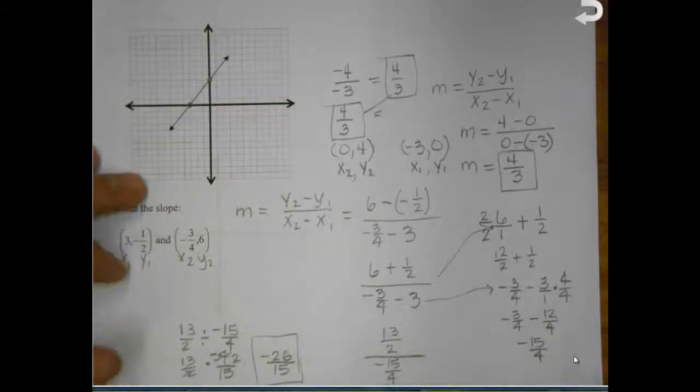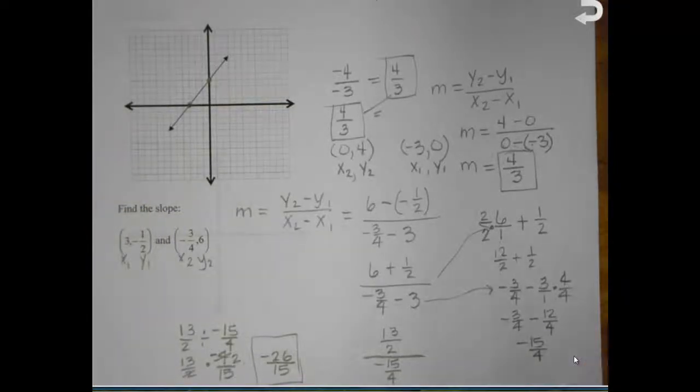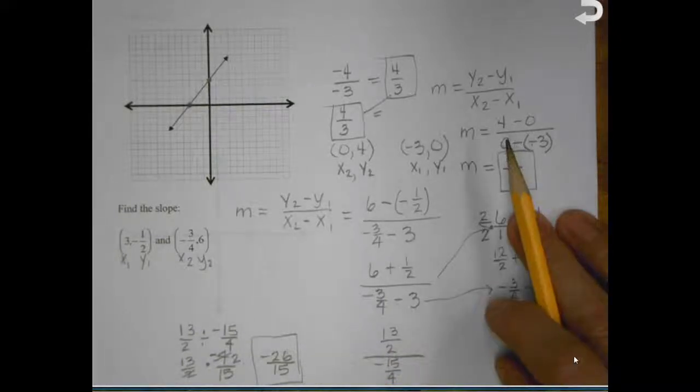26 over 15. Now that one's pretty messy, and having the fractions in there definitely makes it a little bit worse, but I can use this idea of one fraction divided by the other to try to simplify my slope. So I got a negative 26 over 15.